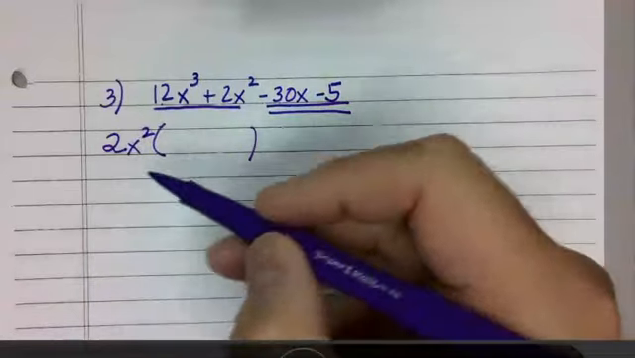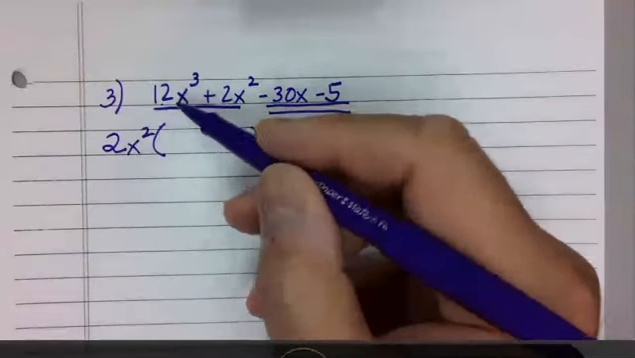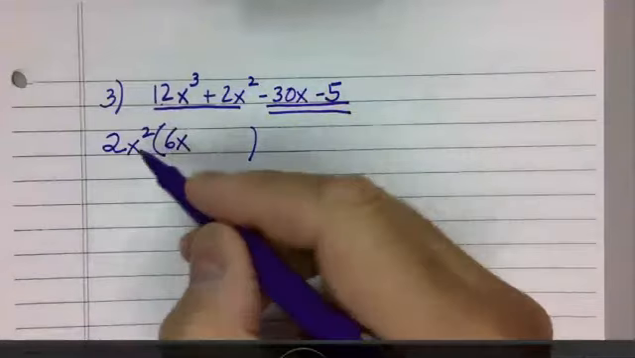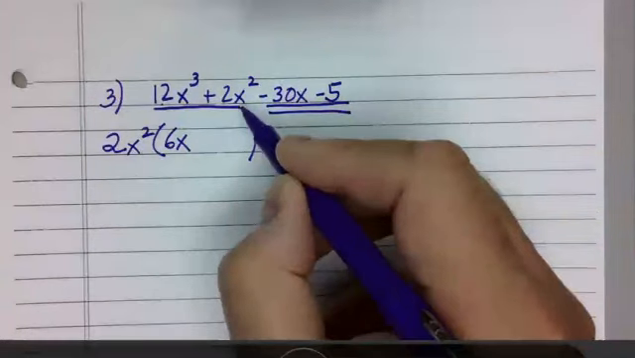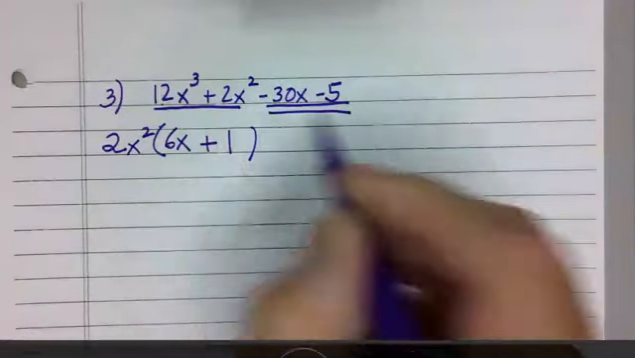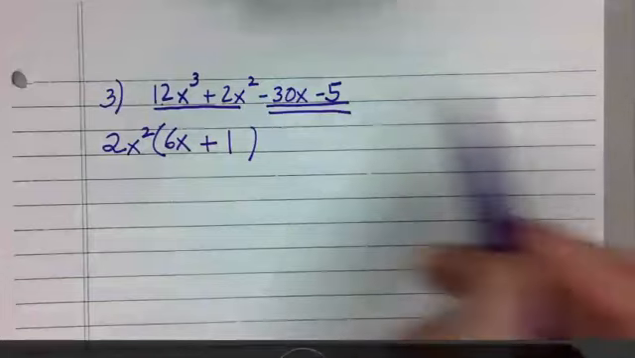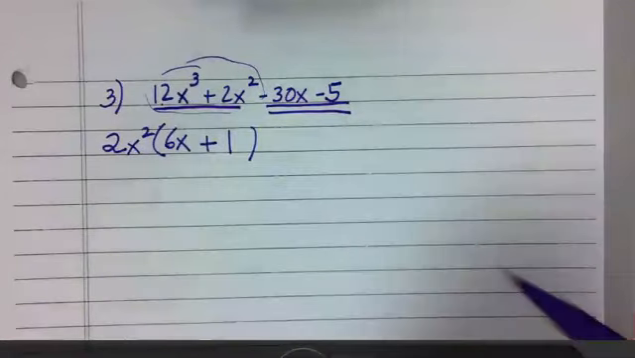Okay, so what would I multiply times 2x squared to get 12x cubed? 6x. Agreed? What would I multiply times 2x squared to get itself? 1. So it would be plus 1. Agreed? Everybody see where I'm at? And notice, if I distribute it here, I'd get right back to where I started from, wouldn't I?